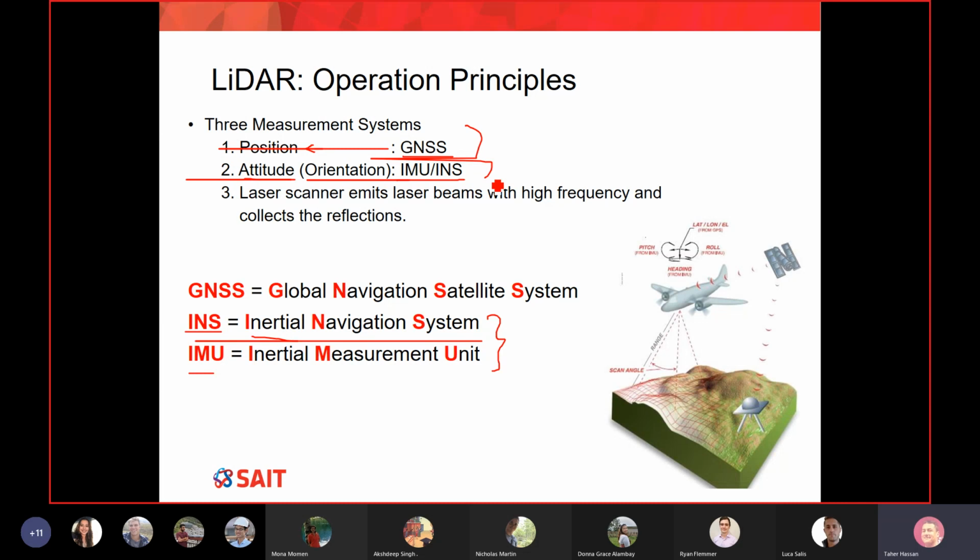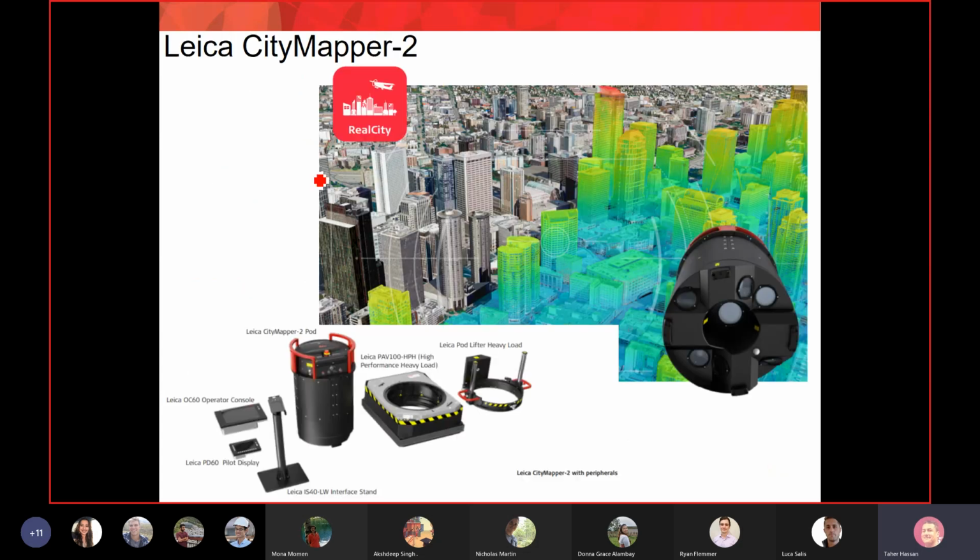So if I ask you a question and tell you, is a laser scanner equal to a LiDAR system? Are those equal? They are not equal. A laser scanner is only one component of the LiDAR system. For a LiDAR system, we need to add on top of the laser scanner a GPS and an IMU or INS, for obvious reason, to continuously track the position and the orientation of the sensor.